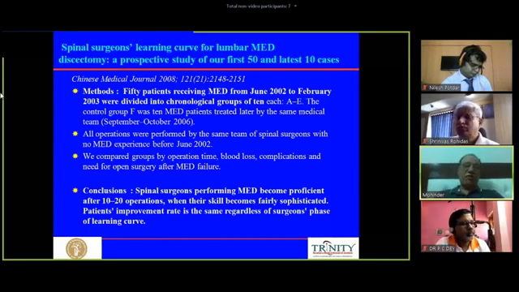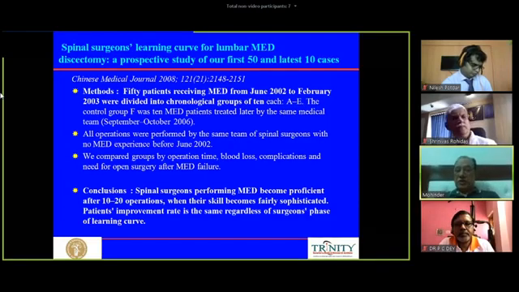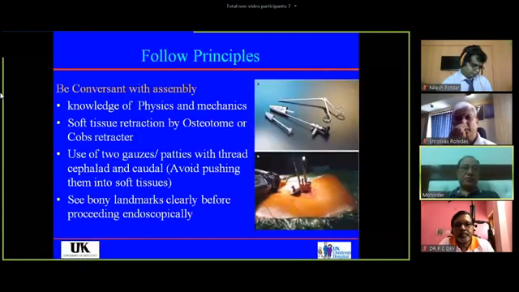Then I always advise they can switch over to a microscope or a loupe. At the end of the day, you have to give a result to the patient, whether you have used a loupe or a microscope. The patient is not going to ask you this if he has recovered from his ailment.